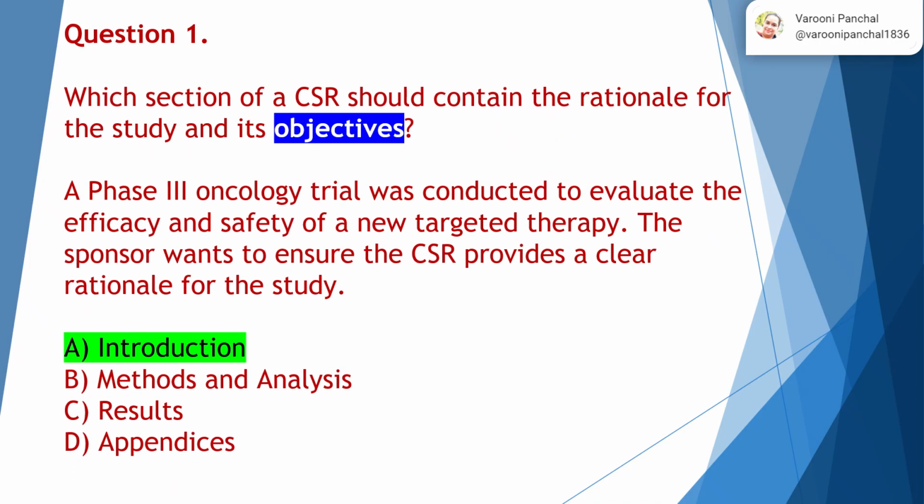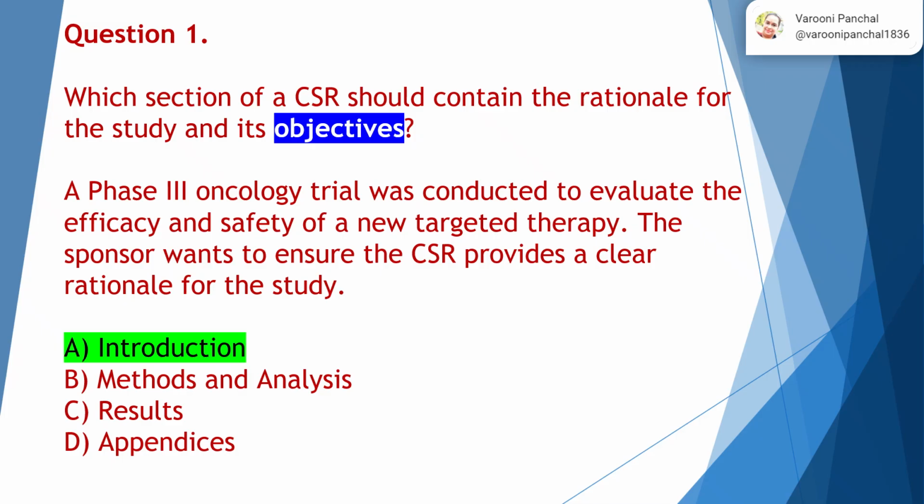Question 1. Which section of a CSR should contain the rationale for the study and its objective? A phase 3 oncology trial was conducted to evaluate the efficacy and safety of a new targeted therapy. The sponsor wants to ensure the CSR provides a clear rationale for the study.